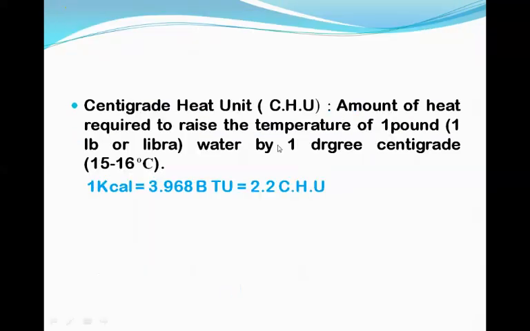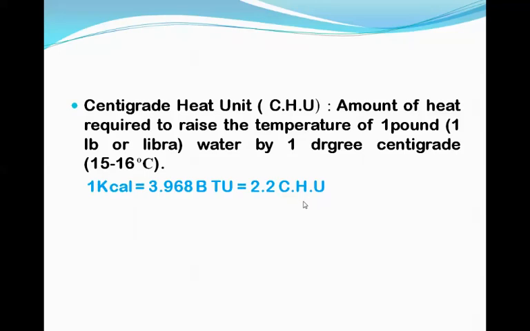There is another unit called the centigrade heat unit, that is CHU, which is the amount of heat required to raise the temperature of 1 pound of water by 1 degree centigrade, from 15 to 16 degrees centigrade. 1 kilocalorie is equal to 3.968 BTU, equal to 2.2 CHU. These were the various units in which heat is calculated.